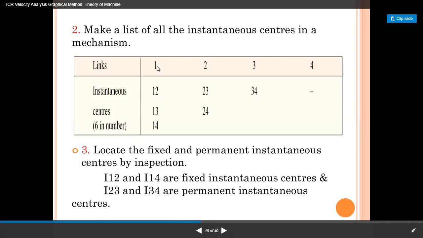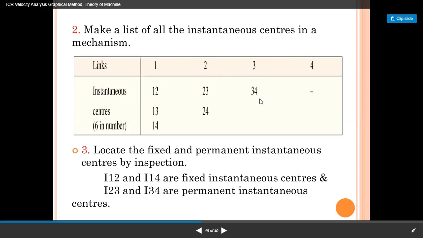So the relation of first to second is 1 2. The relation of first link to third link is 1 3. Relation of first to fourth link is 1 4. Complete. Now take the second link. The relation of second link to first link is 2 1, but 1 2 is already written down, so forget it. Next, the relation of second link to third link is 2 3. Relation of second link to fourth link is 2 4. Now the third link: the relation of third link to fourth link is 3 4.